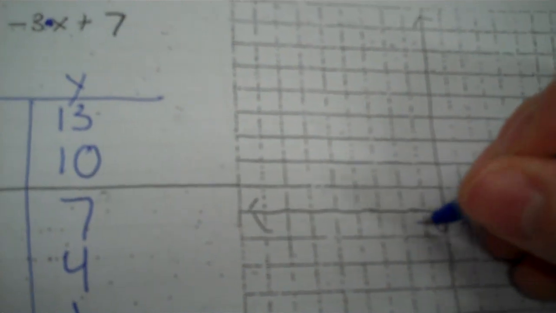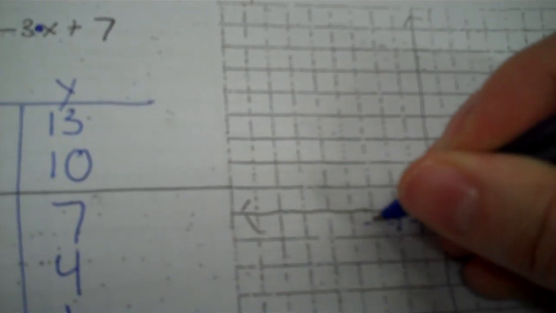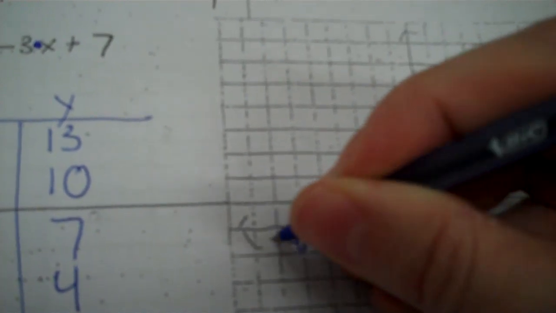Now, the x's go by 1, so this way you got positive 1, positive 2, positive 3, positive 4, positive 5, positive 6, positive 7, positive 8, positive 9. You have negative 1, negative 2, negative 3, negative 4, negative 5, negative 6, negative 7, negative 8, and negative 9.